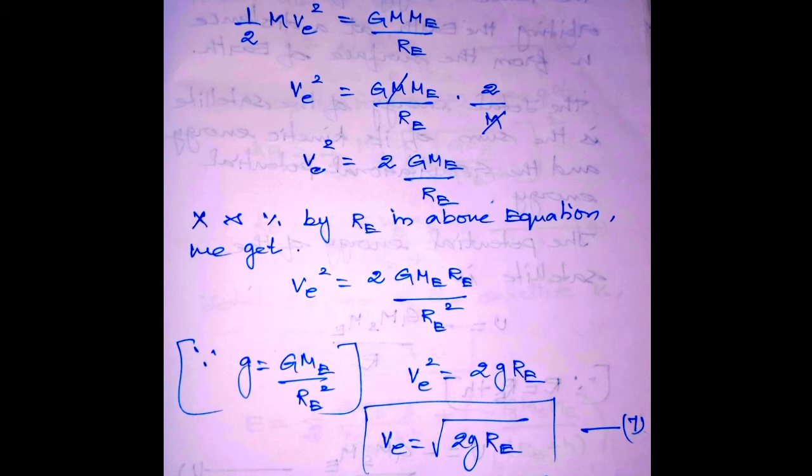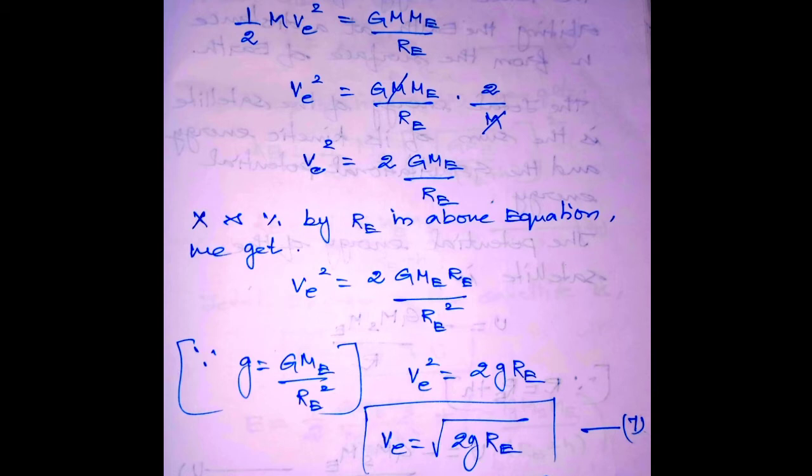Since we need the escape speed of the earth, we keep velocity on one side and the other terms will move to the opposite side. Therefore v square equals capital G Me by Re into 2 by m. Now cancel the common terms on the right hand side. So we get v square equals 2G Me by Re.